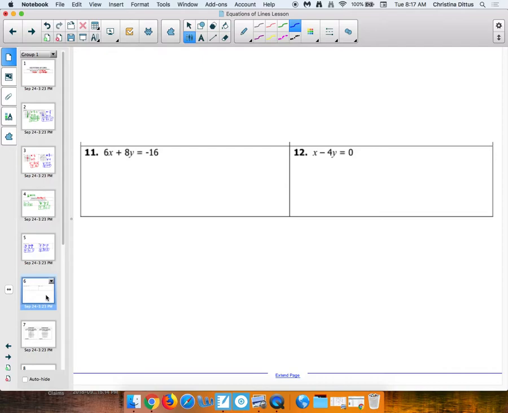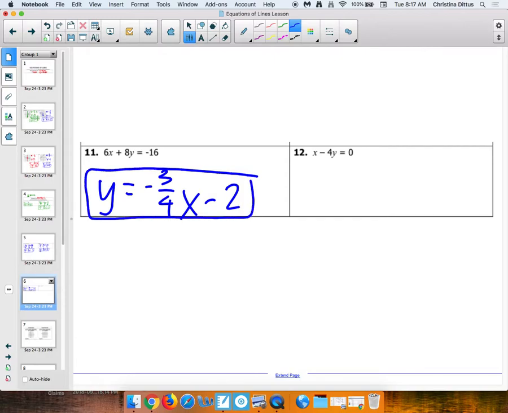Alright, who's got 11? y equals negative 6 over something. Say that again. y equals negative 3/4. Yep, so if you simplify, you had 6/8, right? So just simplify it. And then negative 3/4 x, and then what'd you say? Minus 2. Good. And how about 12? y equals 1/4 x. Good. If you have y equals 1/4 x plus 0, that's what you do.